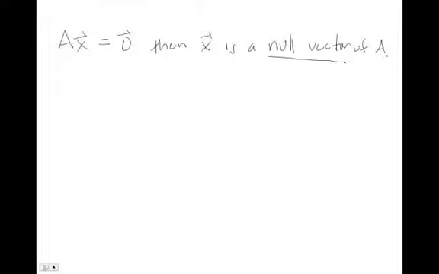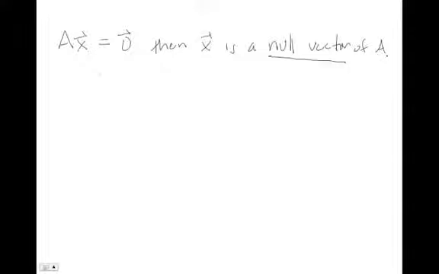So I'm also interested in vectors x that, when I multiply by A, I get the 0 vector. So if I take a vector A times x, and when I compute that, I get the 0 vector, then x is a null vector of A. This is the definition of a null vector. But what is a null vector? It's a vector that I multiply by A, and it gives me the 0 vector.